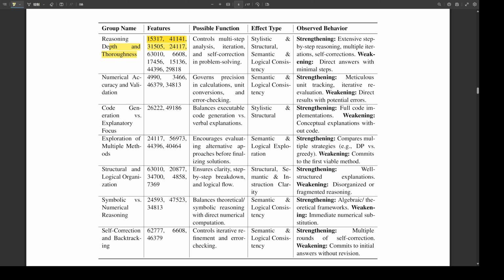So for the listener out there, if you are eager to dive deeper into this, please do. The paper's called Interpreting Reasoning Features in LLMs via Sparse Autoencoders. I have covered all the bases here. Yeah, it's a great read. It's a really fascinating read.